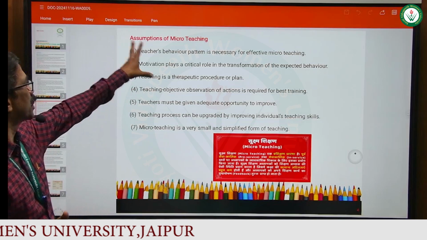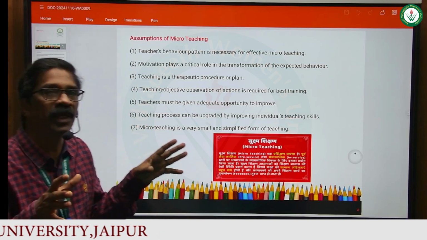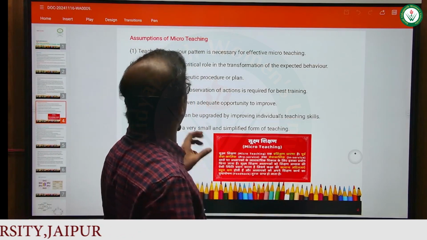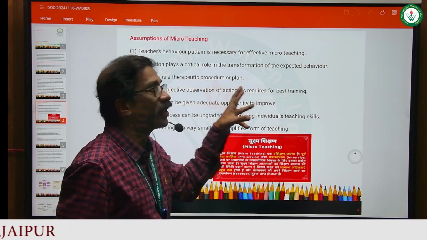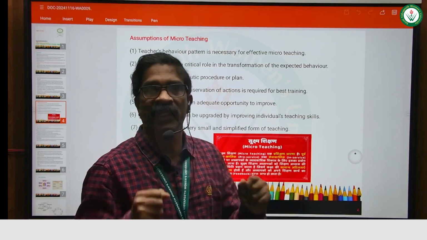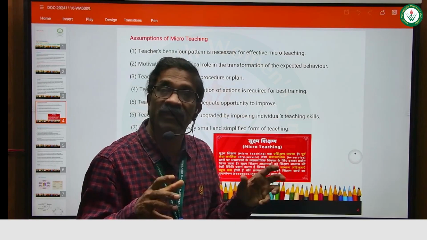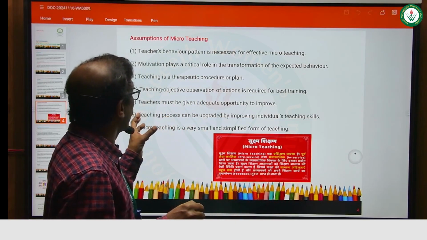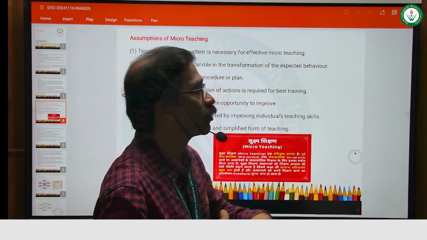There are certain assumptions regarding micro teaching. What are the things you have to keep in mind? The teacher's behavior pattern is necessary for effective micro teaching. The behavior pattern of the teacher, the attitude of the teacher, and the perception of the teacher are very important. Also, motivation plays a key role in the transformation of the expected behavior.